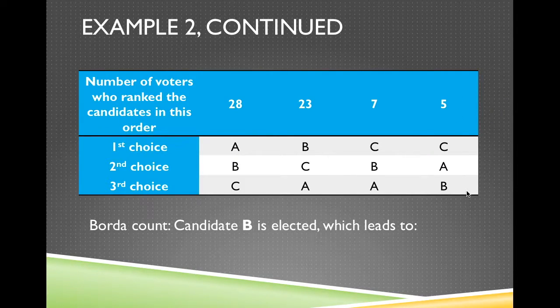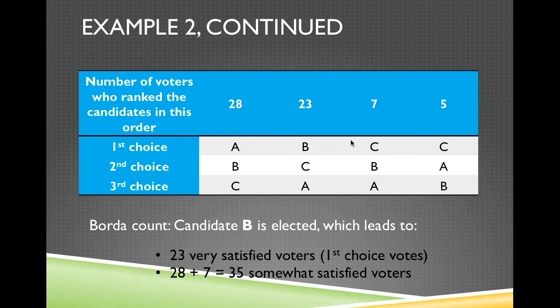If we're talking about Borda count, candidate B would be elected, which leads to 23 very satisfied voters because 23 people voted for B first. But then we have 28 and 7 somewhat satisfied because they voted for B second. And you got 5 voters who are pretty dissatisfied. But if we're talking about satisfied versus dissatisfied voters, this is pretty fair.